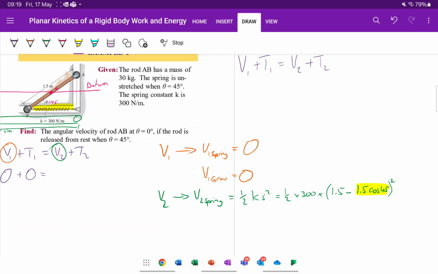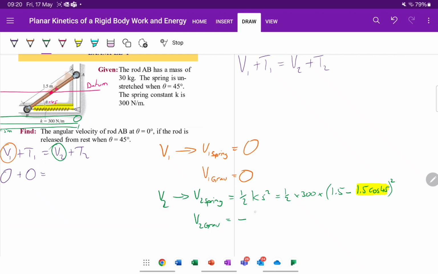The other term that we need to think about is our gravitational potential energy, so V2 grav. It's dropped: G, the centre of gravity, has dropped below the datum point. It's dropping below the line, so it's going to be negative.